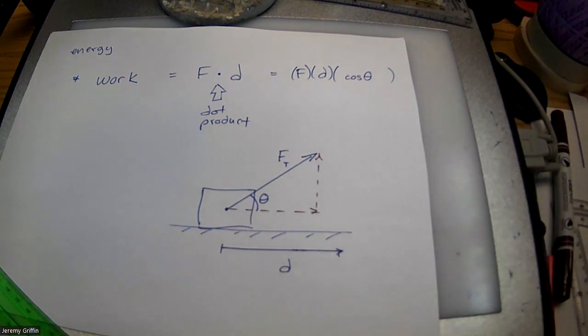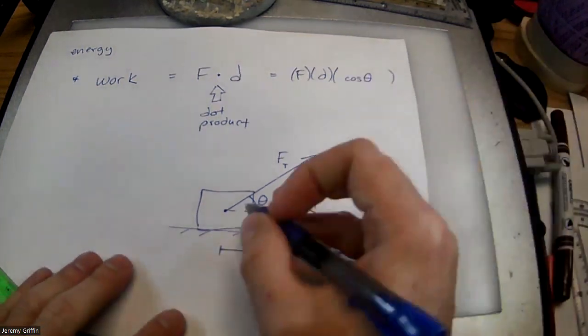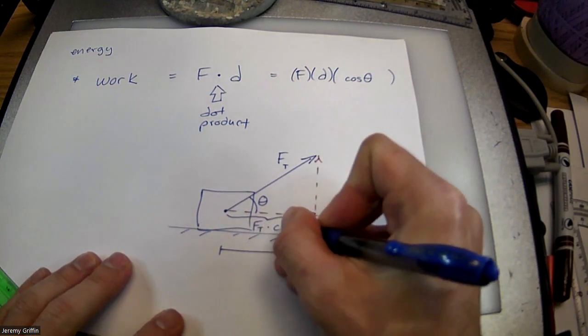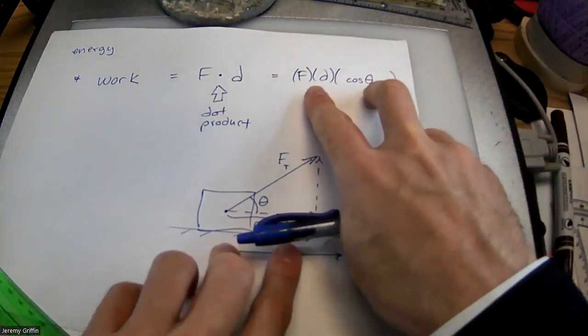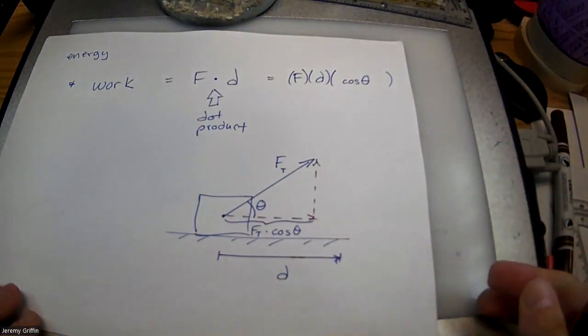Well, it's implied that you only care about the parallel components. So here's another way to look at this. This right here is tension force times cosine of the angle between them, times this distance. That's the work that you did. Okay, so that's work, right?